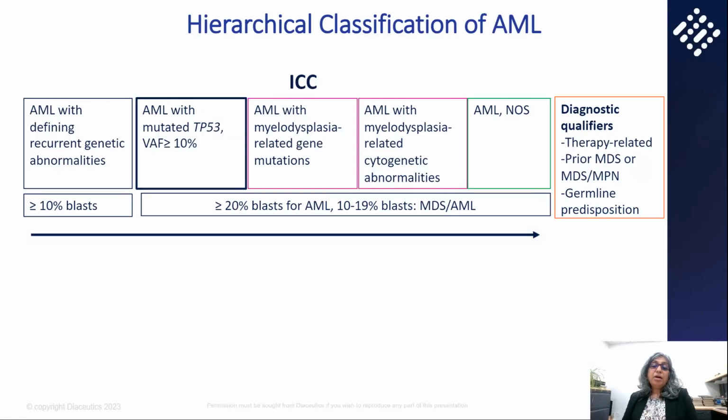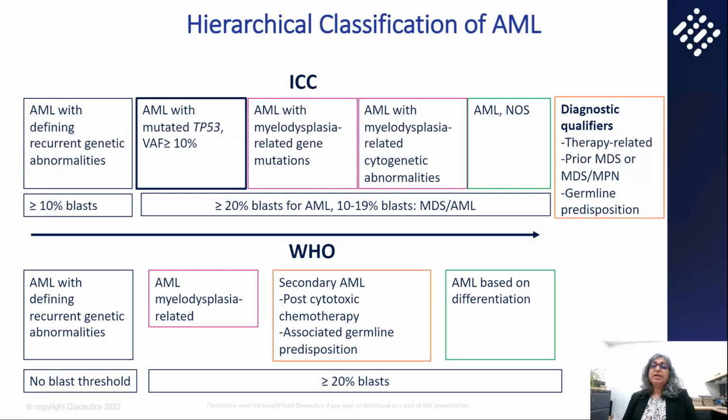WHO has, again, a similar hierarchical classification, again starting with AML with defining recurrent genetic abnormalities, but WHO does not have a blast threshold for this entity. The category of AML with mutated TP53 doesn't exist in WHO. WHO combines AML with myelodysplasia-related gene mutations and cytogenetic abnormalities into one category as AML myelodysplasia-related. It also includes cases arising in patients with a prior history of MDS or MDS-MPN.